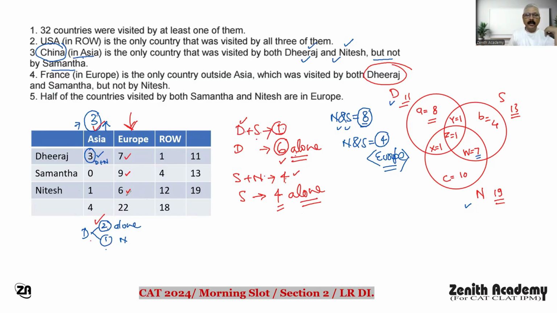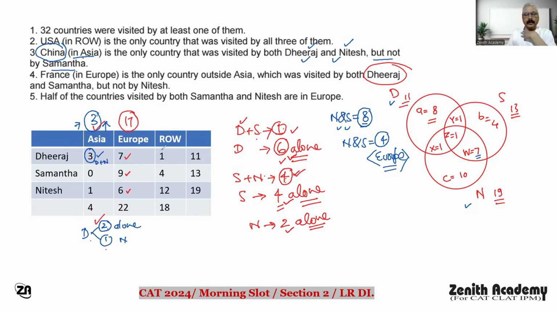So total 6. Nitish here visited 4 countries with Samantha. So it means Nitish will visit 2 countries in Europe alone. Okay. So now in Europe, 1 country plus 6, 7 plus 4, 11 plus 4, 15 plus 2, 17. So there are 17 countries in Europe.